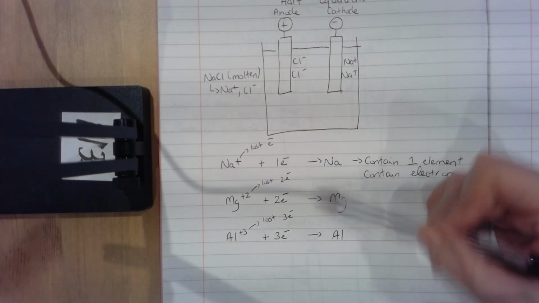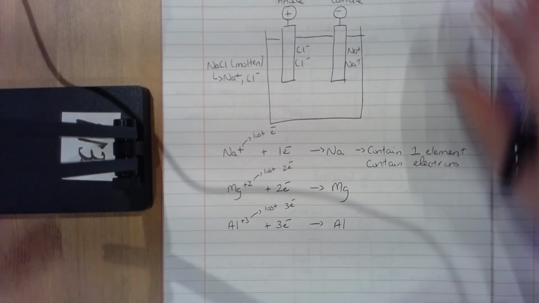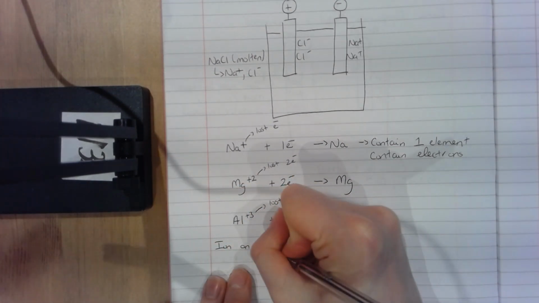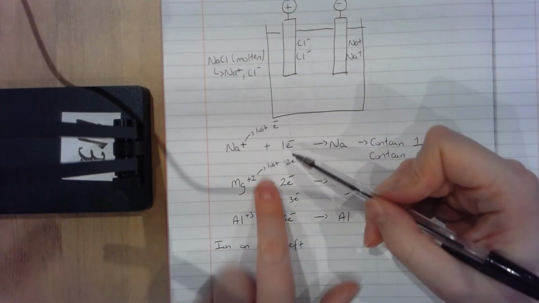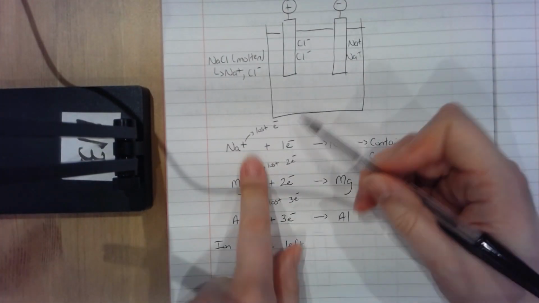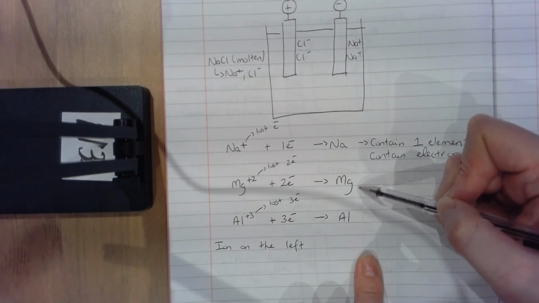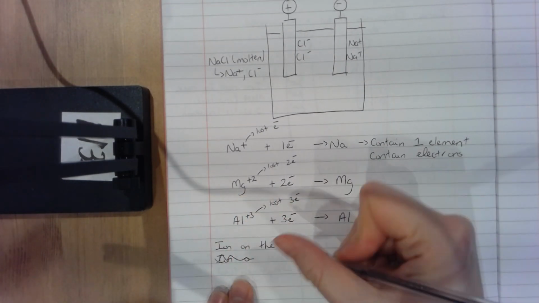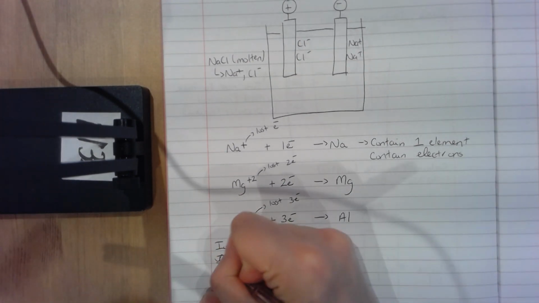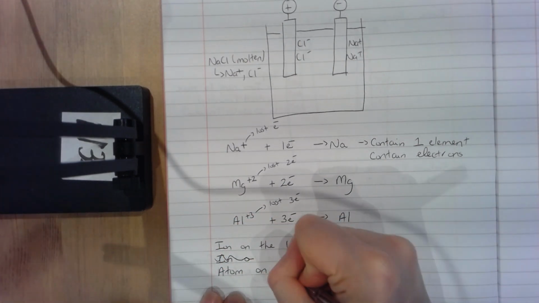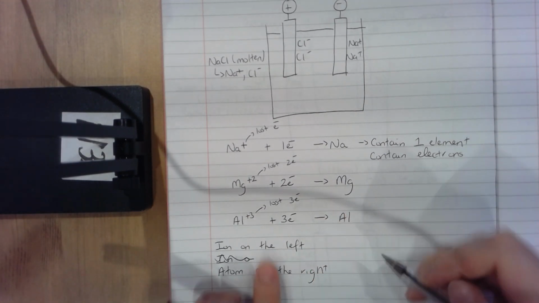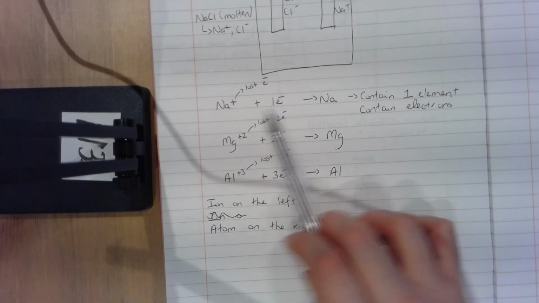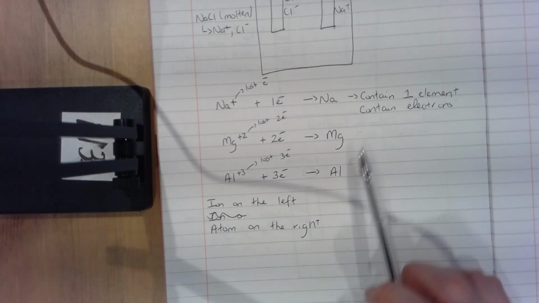So what you're going to see with all of these half equations is that you always, in general, have an ion on the left-hand side. You are starting with an ion. And on the right-hand side, you have got an atom or an element. So on the left, it's charged. On the right, it is not charged. So you're going from something that's charged, an ion, to something that is neutral with no charge at all.